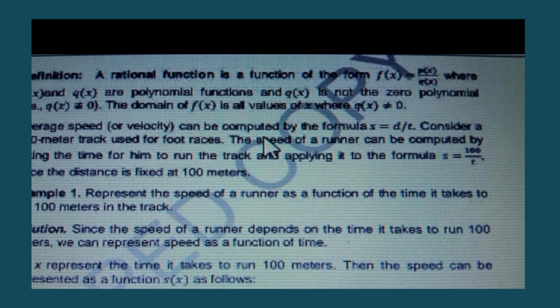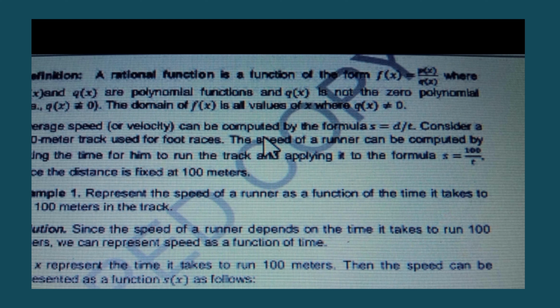Definition: a rational function is a function of the form f(x) = p(x)/q(x), where p(x) and q(x) are polynomial functions, and q(x) is not the zero polynomial. The domain is all values of x where q(x) is not zero. Average speed or velocity can be computed by the formula.